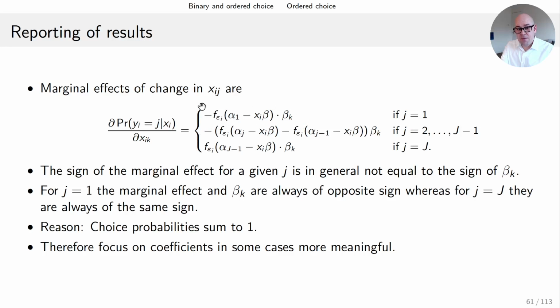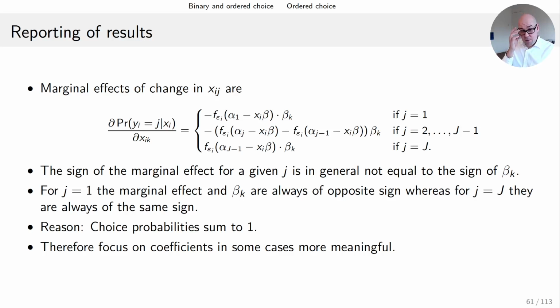observe that for j equal to 1, the marginal effect and beta k are always of the opposite sign, whereas for j equal to capital J, they're always of the same sign. And that last thing is the parallel to what we have seen for the binary choice model. Again, also here the reason is that choice probabilities sum to 1.